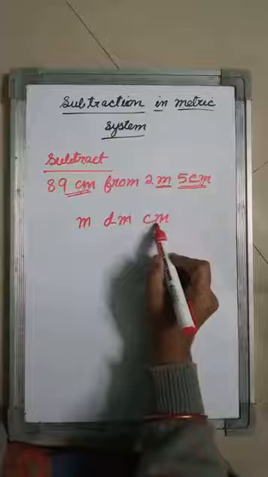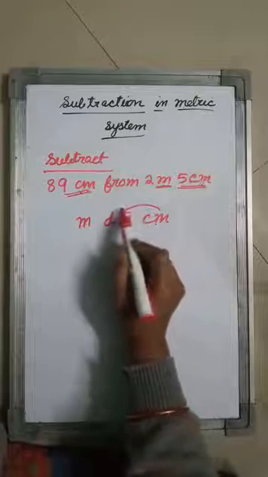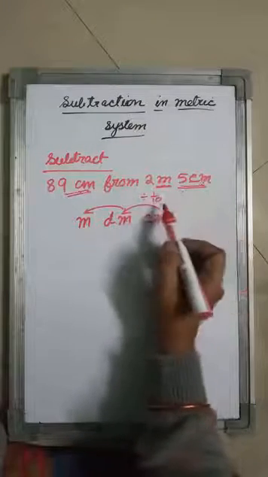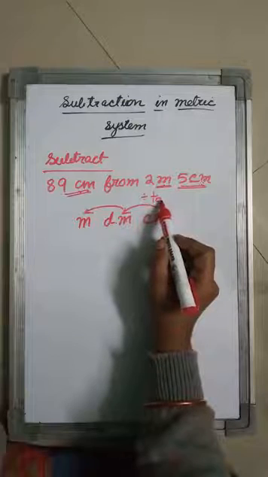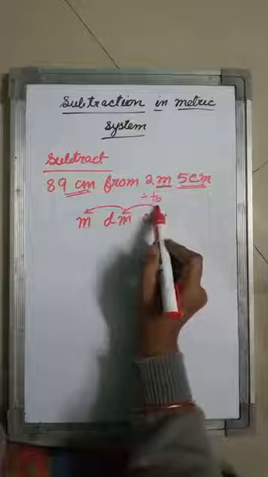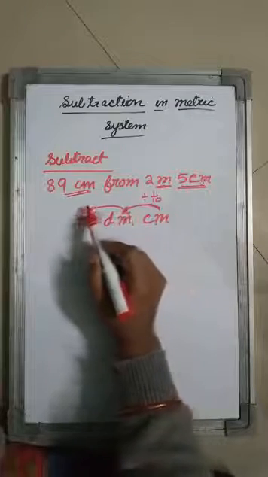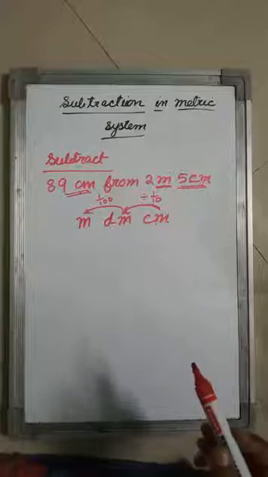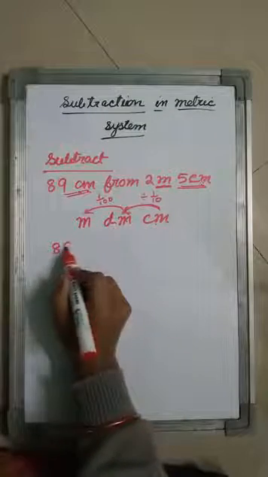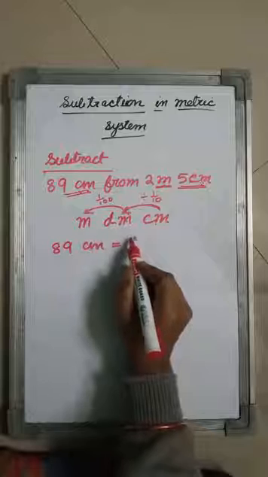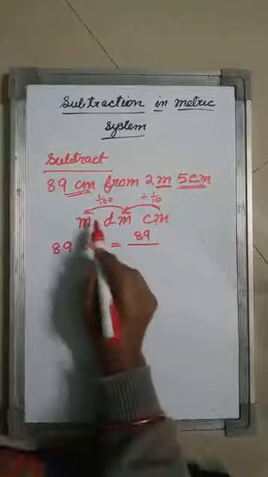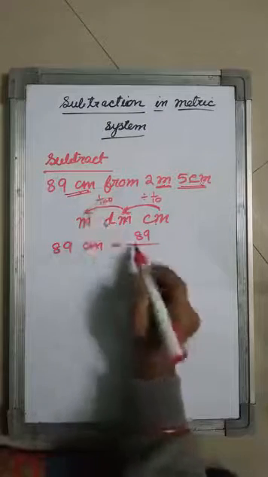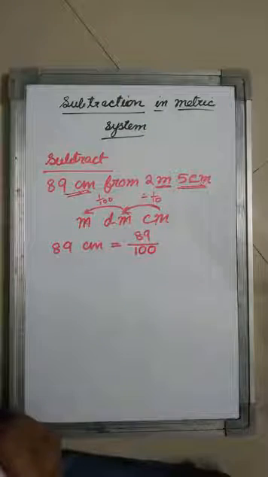So I can see that from centimeter to decimeter, one step. From decimeter to meter, two steps. If I come to the left by one step, I have to divide by 10. If I am coming two steps, from here to here, here to here, I have to divide it by 100. So 89 centimeter equal to 89 centimeter to meter, I am coming centimeter to meter. So one step, two steps, two steps mean 1 by 100. So I have to divide it by 100.